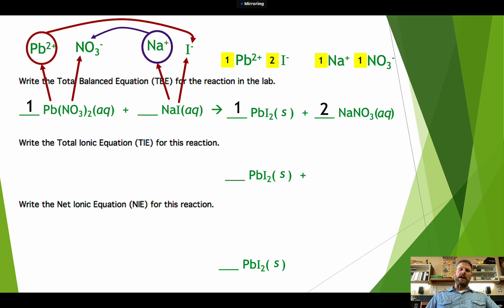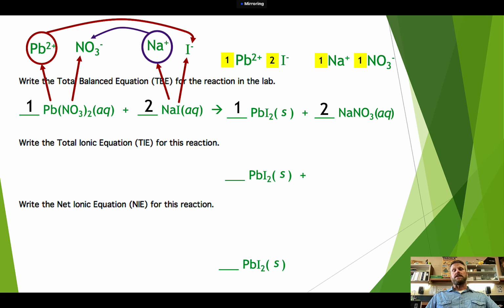I need a 2 on the product side, so I need a 2 in front of NaNO3. And that now means I have 2 sodiums on the product side. I need 2 sodiums on the reactant side. And you can see I also have 2 iodides on the product and reactant side. I have written the total balanced equation, the TBE.